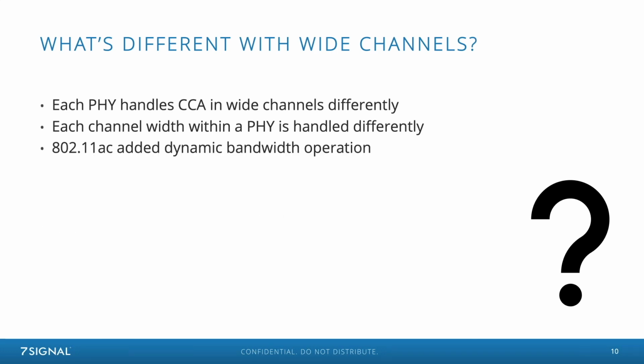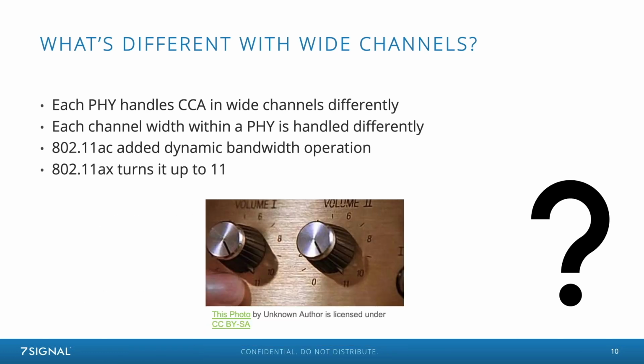802.11ac added a new feature called dynamic bandwidth operation, which is an optional enhancement that we'll talk about. And then 802.11ax just turns it up to 11. And not just on the MCS chart. I mean, when it comes to channel access, 802.11ax has really cranked things up and added a lot of complexity here. I'd actually like to do a talk at WLPC next year, specifically on 802.11ax channel access. So hoping that conference goes forward and I get selected there. But we'll talk about that at least in passing.